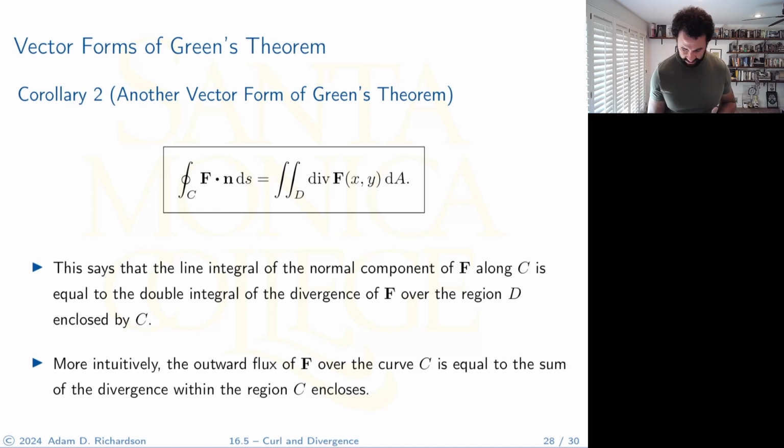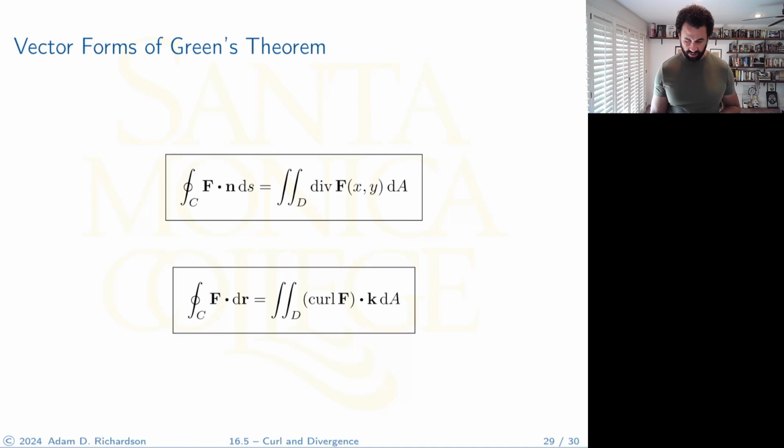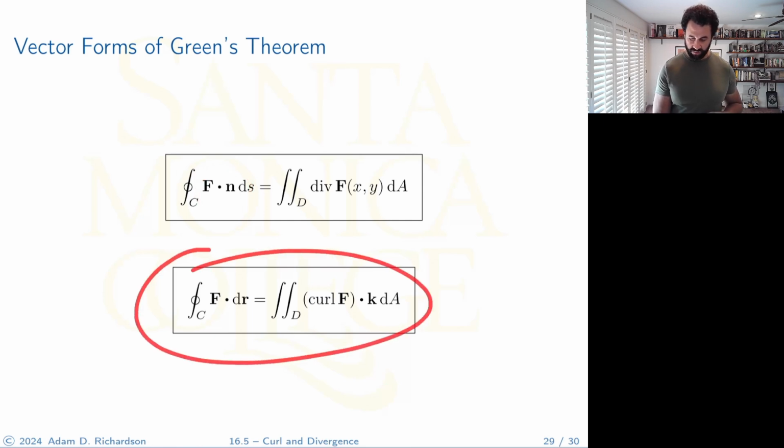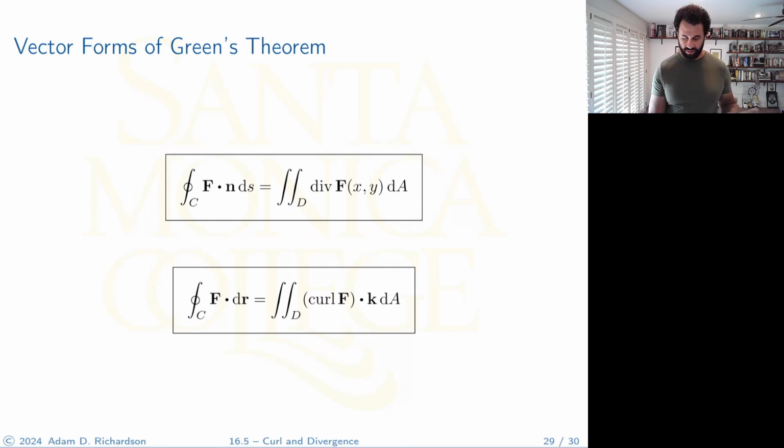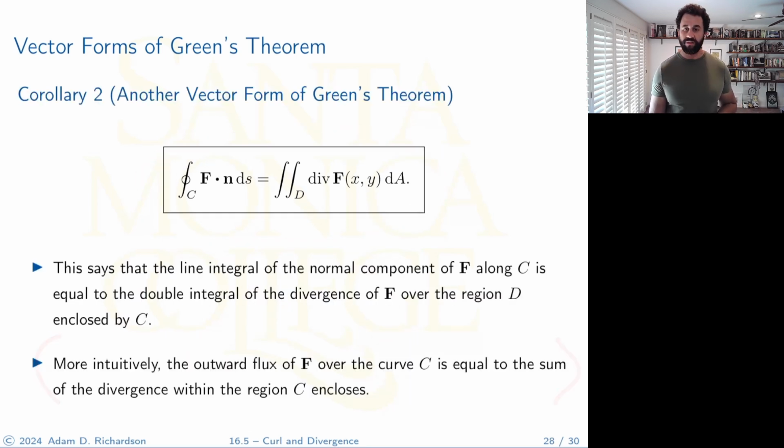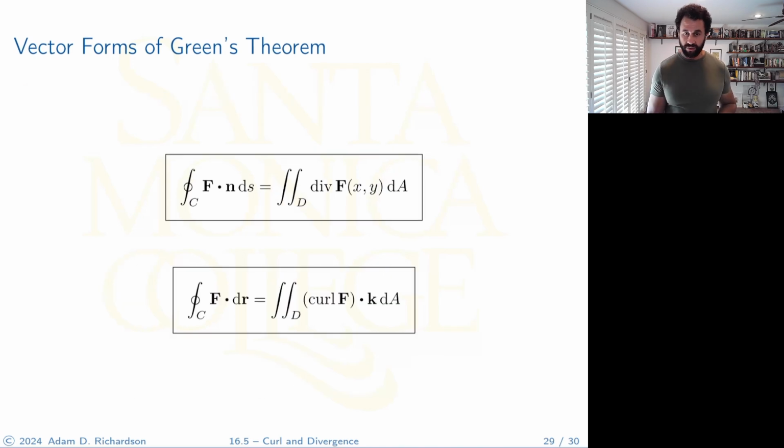If you look at these two results, this is what we had derived earlier. Notice here we're looking at the tangential component of the force. Here we're looking at the outward normal component of the force. And Green's theorem relates these two ideas. More intuitively, the outward flux of your vector field F over the curve C, that's what this is giving you, is equal to the sum of the divergence within the region that C encloses. We're going to explore that more later when we talk about the divergence theorem and Stokes' theorem and so on. But those are the results.